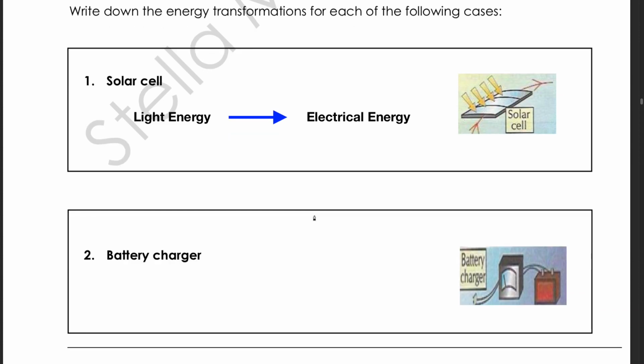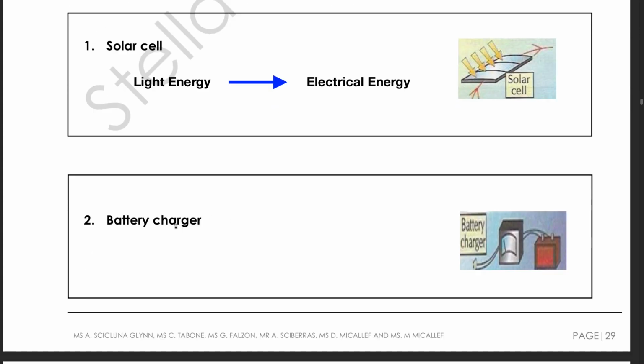Number 2. A battery charger. What does a battery charger do? A battery charger is connected to the mains electricity and it is used to get charge back into the battery, that's why it's called a charger, so that the battery can then function with whatever device it was planned. It could be a battery charger for a car, it could be a battery charger for your phone, or maybe you have rechargeable batteries that you use for any reason.